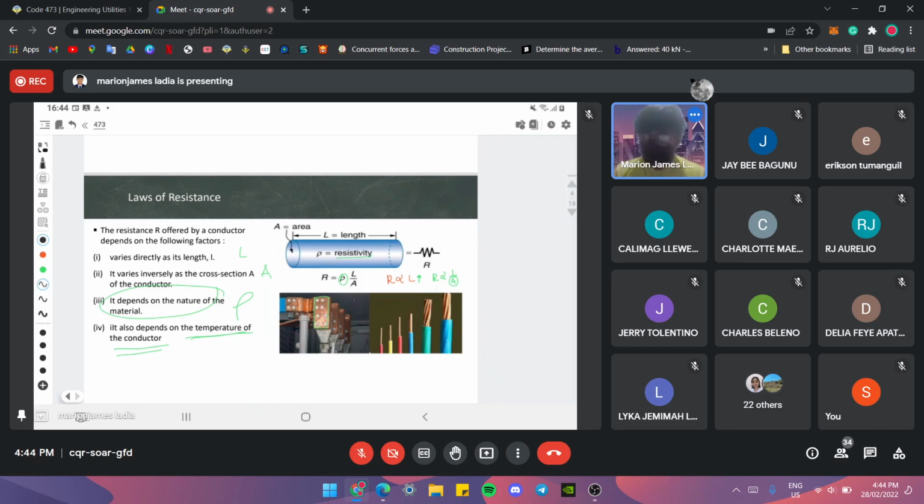Ang bright ng screen ko. Napakasakit sa mata. Check.